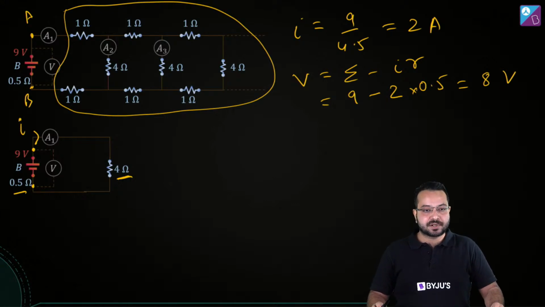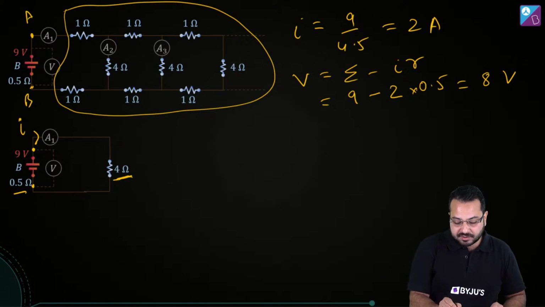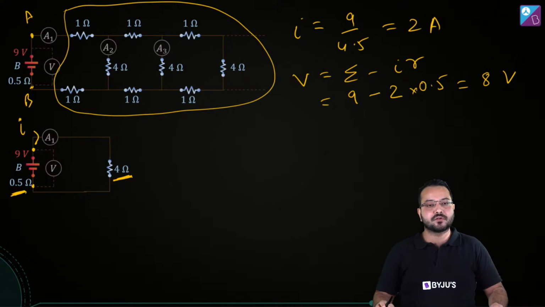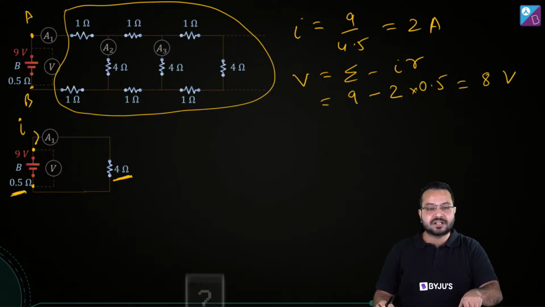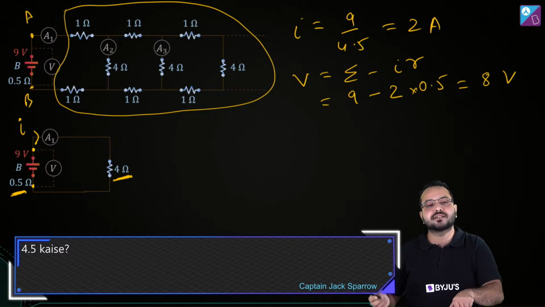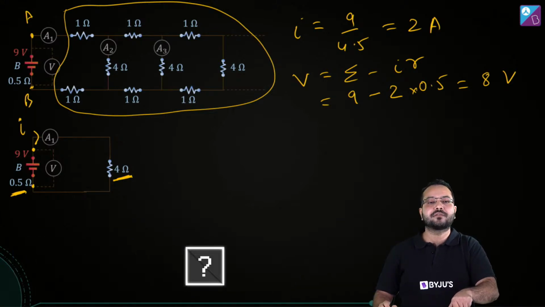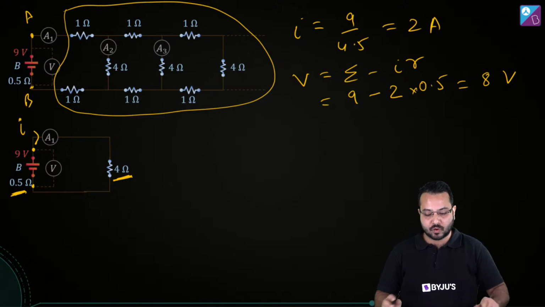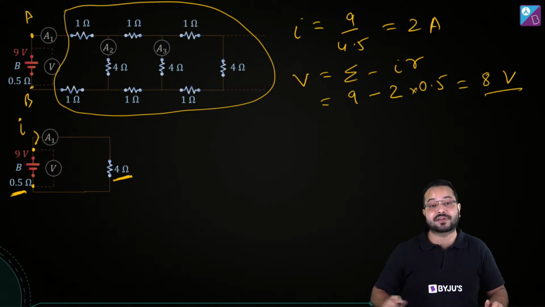Captain Jack Sparrow is asking, how 4.5? See, this is 4 ohm. The internal resistance is 0.5 ohm. So in this circuit, the internal resistance 0.5 ohm and 4 ohm are going to be in series. That's how we got 4 plus 0.5 is equal to 4.5. So here we have V is equal to 9 minus 2. So basically we have calculated what V is.